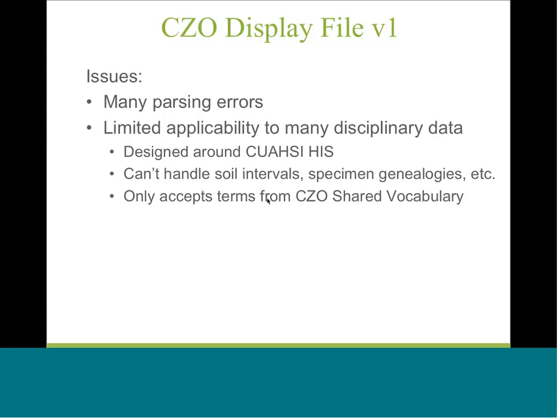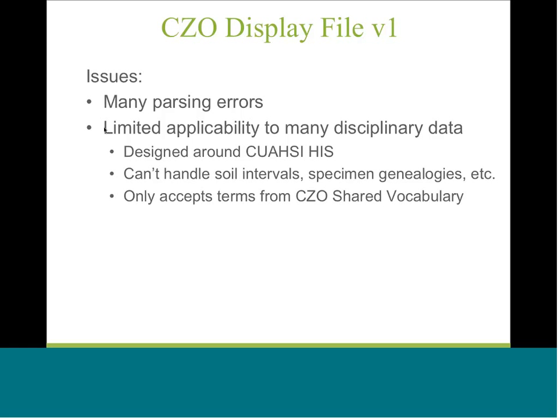It was really all about formatting, not really following the specification closely enough. But we realized that it wasn't easy to do. Another one was limited applicability to disciplinary data. It was designed around hydrological data, supported time series from a single location relatively well, but it couldn't handle complex relationships, spatial relationships such as a soil interval. It couldn't handle hierarchical relationships like specimen genealogies, you know, subsamples of a subsample or a subsite of a subsite. It didn't really handle a whole bunch of other stuff.